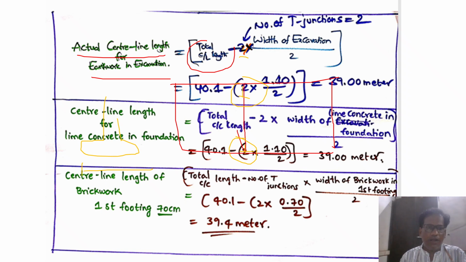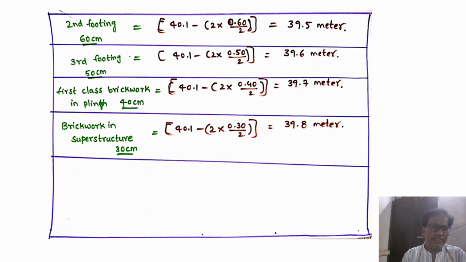Similarly, for the lime concrete foundation, nowadays we are using cement concrete foundation. The same total centerline length gives the actual centerline length. For the foundation concrete also it is the same, because the total centerline length 40.1 minus 2 times 1.1 by 2 gives 39. In similar lines, we will calculate the actual centerline length for brickwork in first footing, second footing, third footing, and very interestingly the plinth also. And in similar lines, we calculate the actual centerline length for brickwork in superstructure.